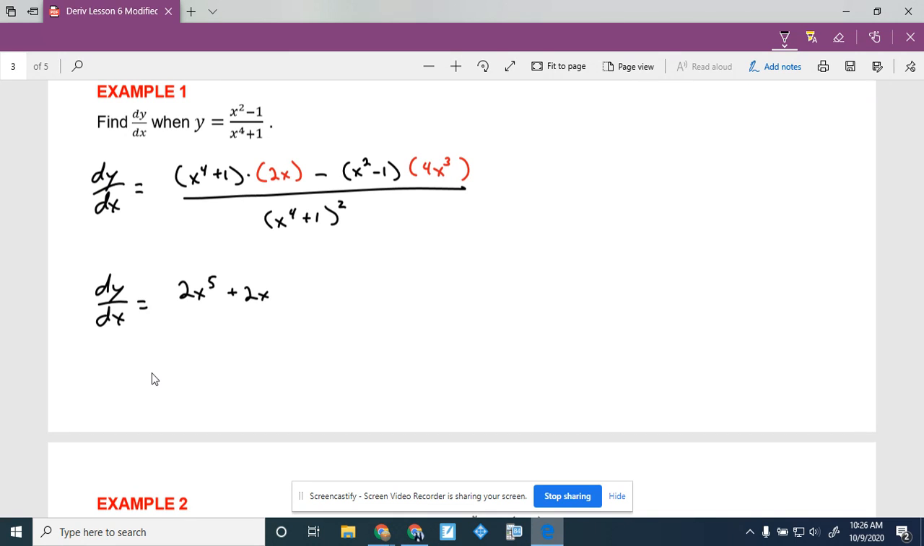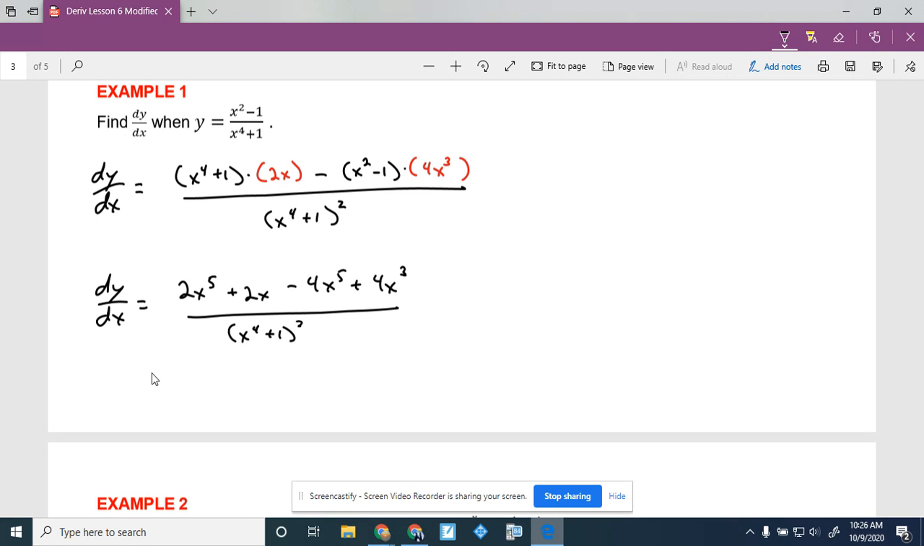Here, I would think of this as, let me distribute a negative 4x cubed, right? Because multiplication is commutative, I really can put this 4x cubed right in front, and there's a negative in front of it. So I'm going to distribute a negative 4x cubed. When I do that, I'm going to get negative 4x to the fifth plus, because negative times negative is positive, 4x cubed. And then all over the bottom squared, which please do not try and multiply that out.